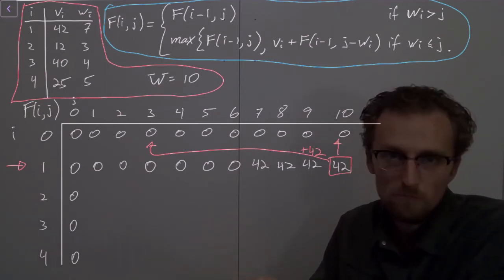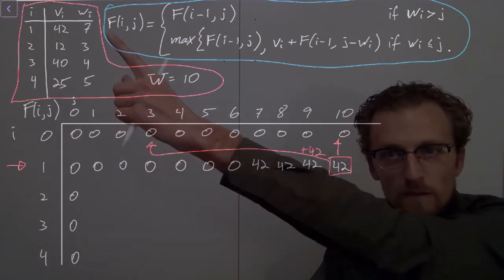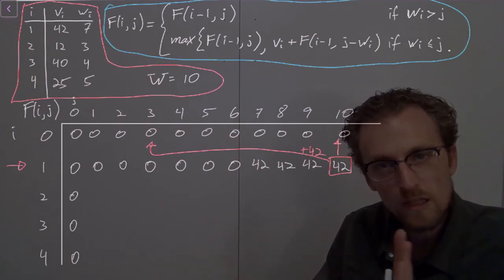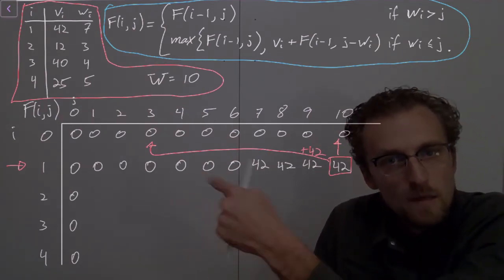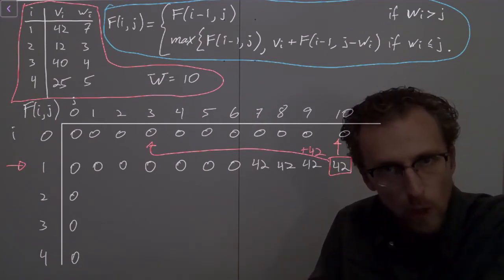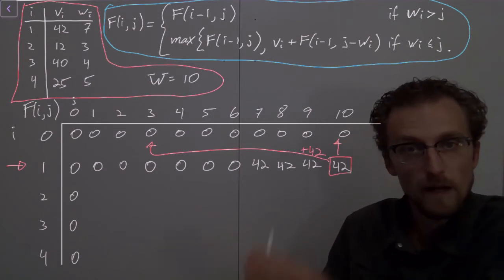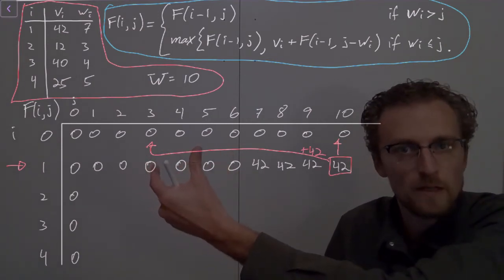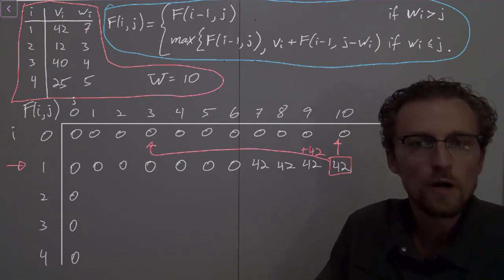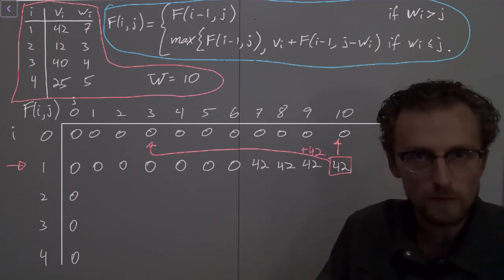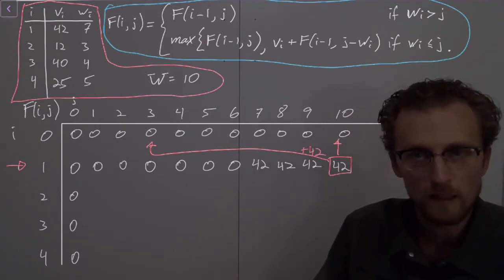Why 7? Because that's the weight of item 1, right? Item 1 has a weight of 7. So I'm stepping to the left 7 columns and then 1 up, which is basically simulating what would happen if 1 were part of the optimal subset, and then I removed it and its capacity. So I compare that number plus the value of item 1 with the number directly above me, which is simulating what would happen if 1 weren't part of the optimal subset. If it's not part of the optimal subset, then I just inherit the value directly above me.